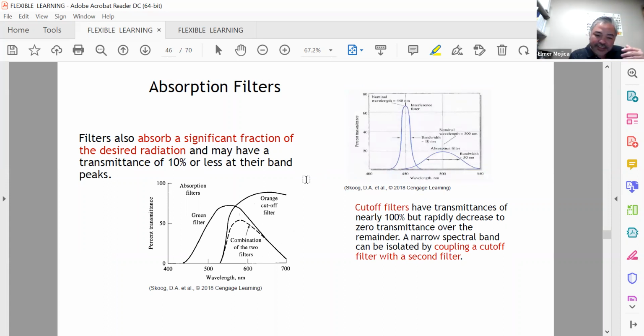So if you're going to look at an example here, there's a green filter that you have here. So you have an absorption filter, and then you have this orange cut-off filter. So if you combine the two filters, this is what it has. So the cut-off filters just have transmittance that's nearly 100%, but rapidly decrease to 0 transmittance over the remainder. So a narrow spectral band can be isolated by coupling a cut-off filter with a second filter. So those are what we call the filters that we use for wavelength selectors or optical filters.